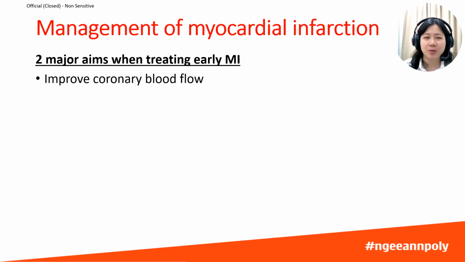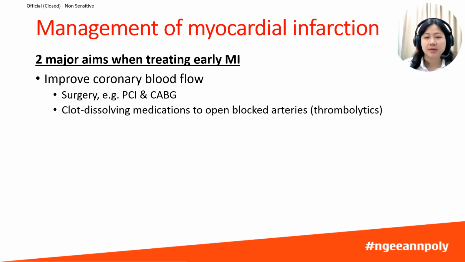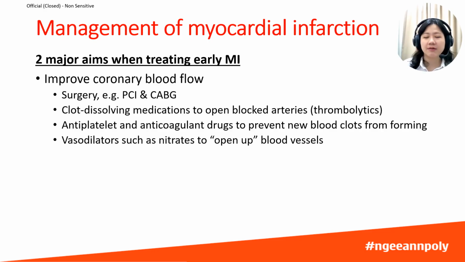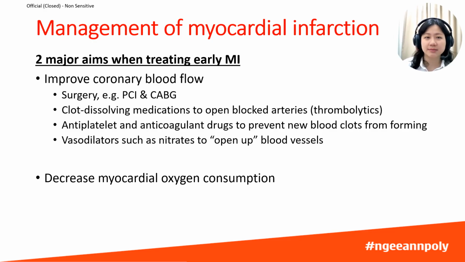So one major aim when treating myocardial infarction is to improve coronary blood flow. This can be achieved through a few methods: surgery, for example, PCI and CABG, medications like clot-dissolving medications which can open up the blocked arteries, and these are called thrombolytics, antiplatelet and anticoagulant drugs which will help to prevent new blood clots from forming, and vasodilators such as nitrates which can help to open up the blood vessels to increase the blood flow to the heart.